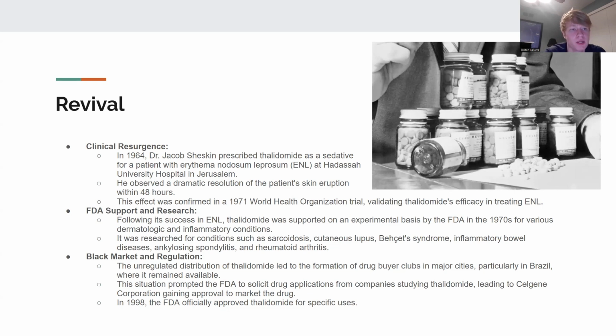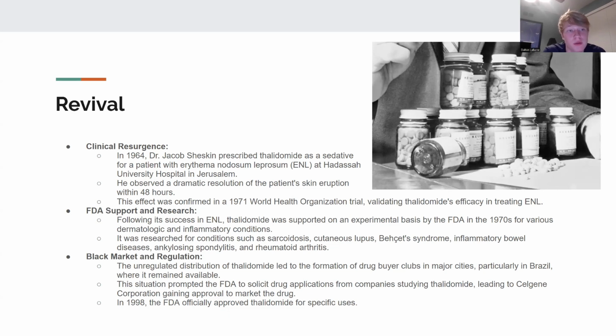Then there's FDA support and research following its success with this type of leprosy. Thalidomide was supported on an experimental basis for various skin and inflammatory conditions. So it was researched for conditions such as sarcoidosis, cutaneous lupus, inflammatory bowel disease, ankylosing spondylitis, and rheumatoid arthritis.